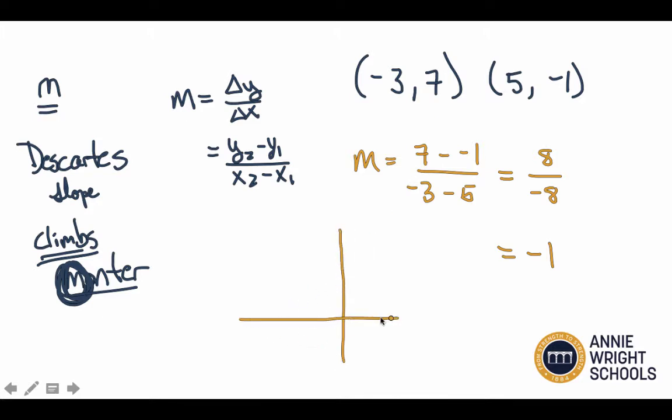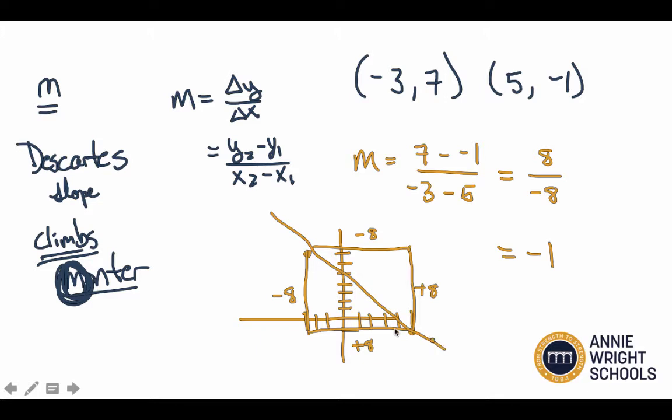Again, if I graph -3, +7, +5, -1, I went down 8 and over 8. Or I went up 8 and backwards 8. Either way, I get a slope of -1.